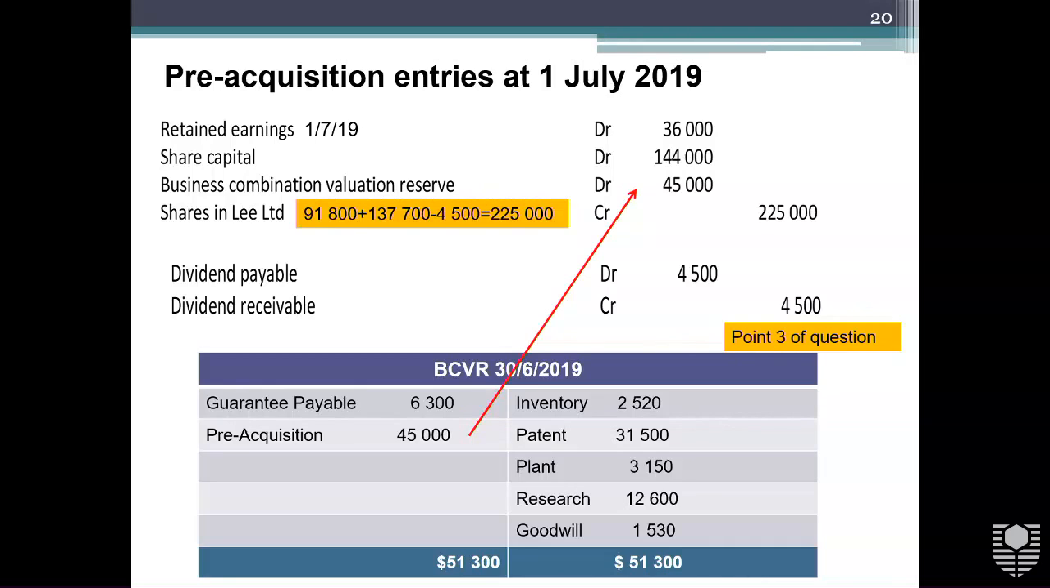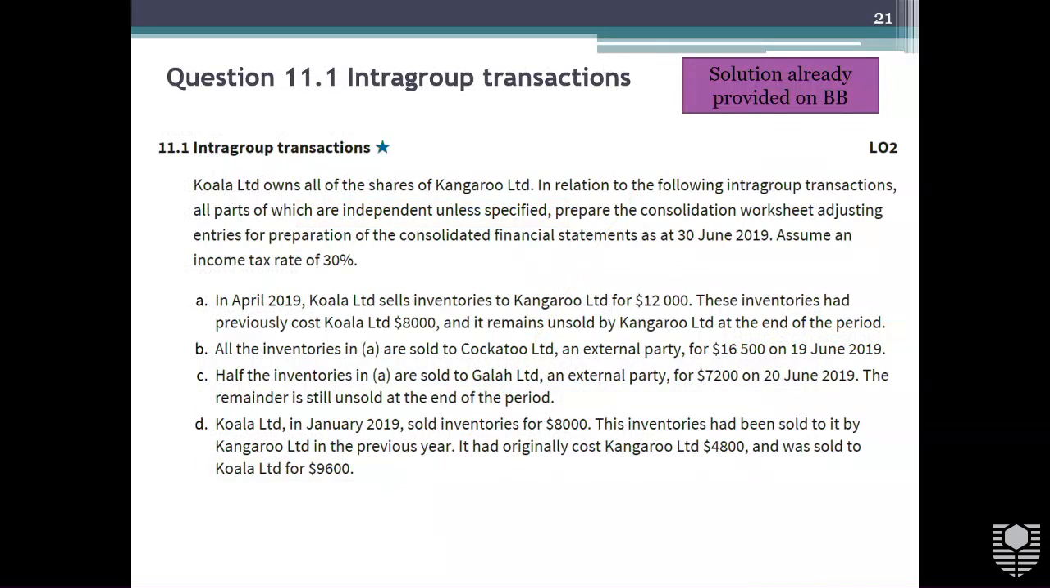There might be the odd little one that you might have to do in the exam, but none of the ones like where you've got inventory, you're selling half of it, that kind of thing. You won't need to do that, not in this exam, though it has been required in previous exams. But we are focusing on the other one for this one. Let's have a look at 11.1 and then 11.3.